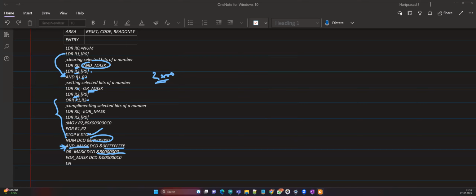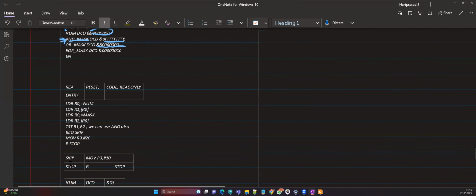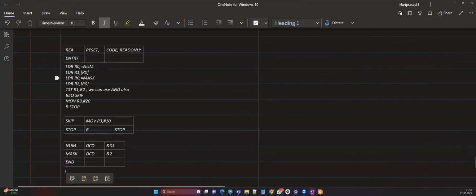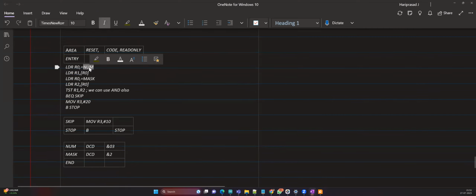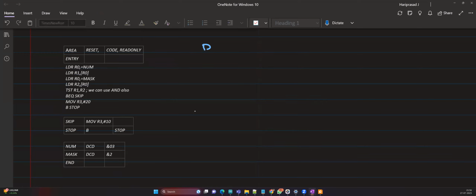Next, we will see the last program for today. So AREA RESET, this actually defines the area. It will enter. Then it will load the number. So the question basically is: write a program to check the D1 bit of a number. If it is 1, then store value 20 in R3. Else store 10 in R3.